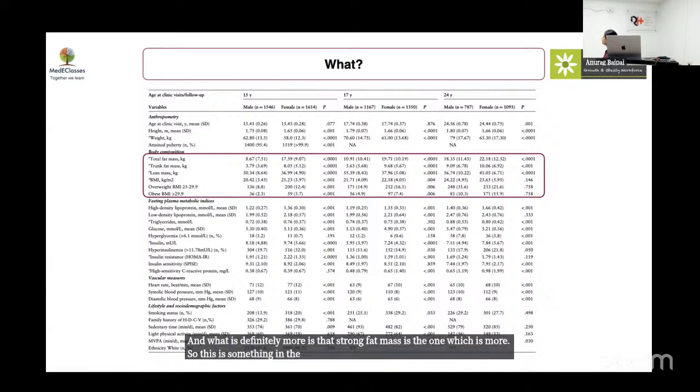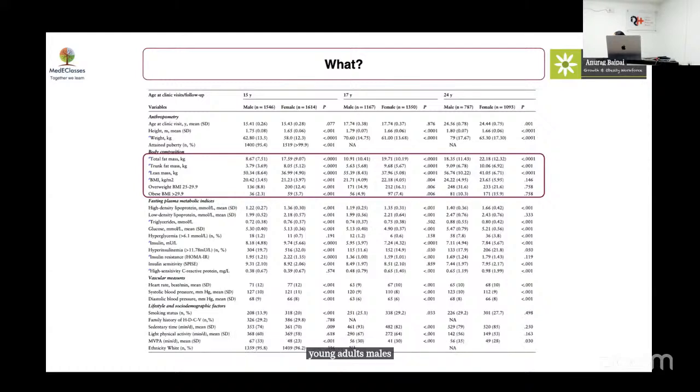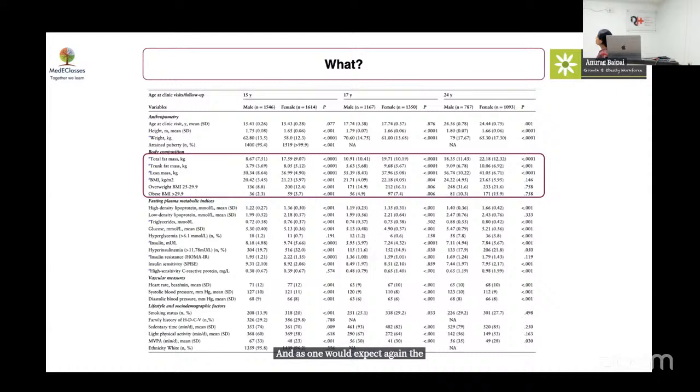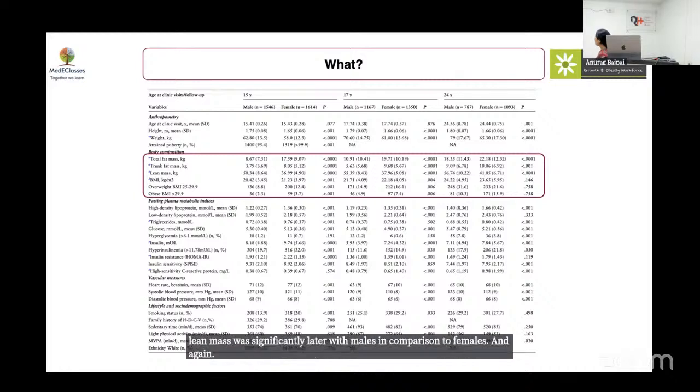So if you look at our own reports, we say 20% is the upper limit of fat mass in young adults, males, and maybe up to 30% may be normal in females. So this is what it is fitting into. And as one would expect, again, the lean mass was significantly greater in males in comparison to females, and again, it went on to increase with age.